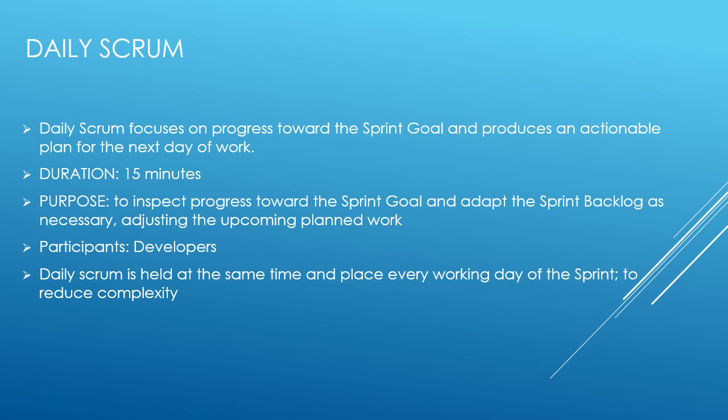Next, daily scrum. Daily scrum focuses on the progress towards the sprint goal and produces an actionable plan for the next day of work. Daily Scrum event is 15 minutes for the developers of the Scrum team. Scrum Master is not mandatory to attend the daily Scrum, but he or she should ensure the daily Scrum happens. Developers can select whatever structure and technique they want as long as their daily Scrum focuses on the progress towards the sprint goal and produces an actionable plan for next day of work. Daily Scrum usually happens at the same time and place to reduce complexity.